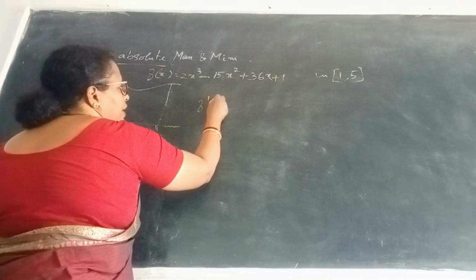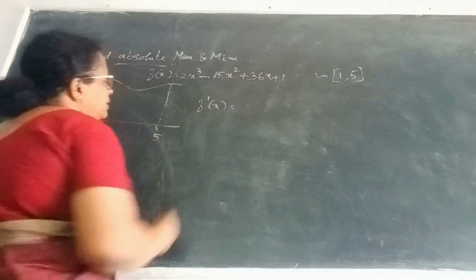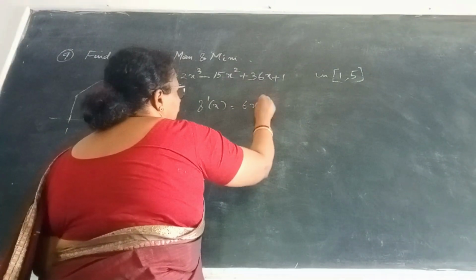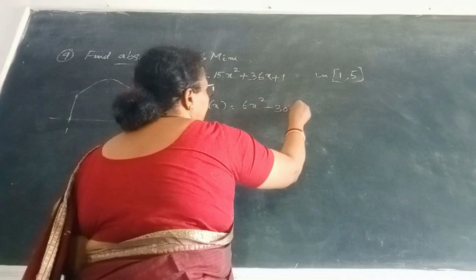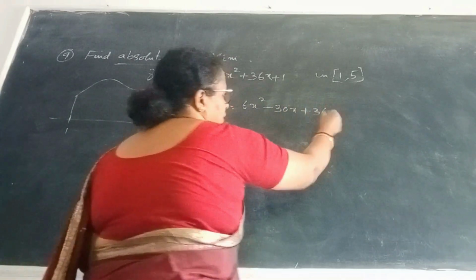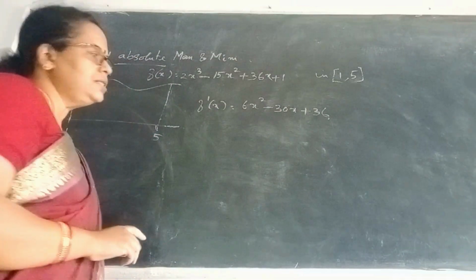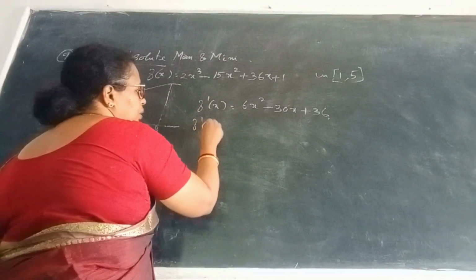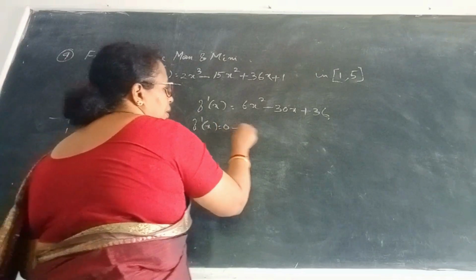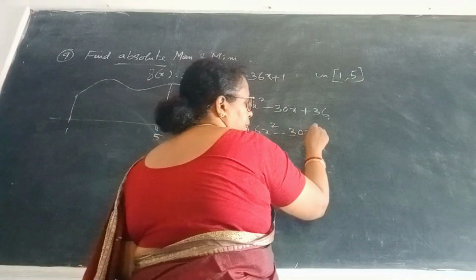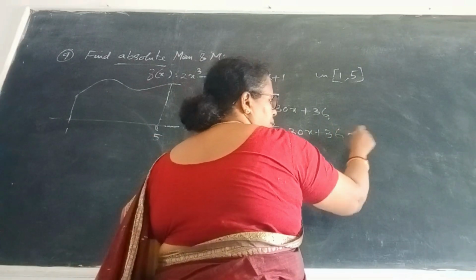First we will find f dash x. What is f dash x? F dash x is 6x squared minus 30x plus 36. For maxima or minima, we know f dash x is 0. So f dash x is 0 implies what? 6x squared minus 30x plus 36 equal to 0.